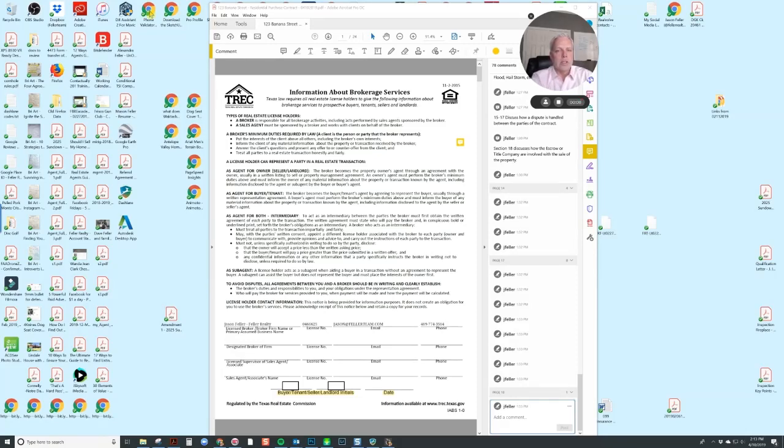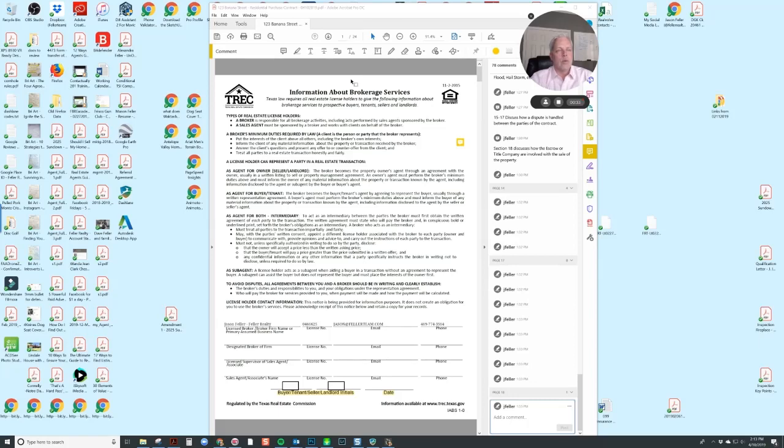Texas residential real estate forms. Today, I wanted to go over the documents that you would actually utilize for submitting a contract in the state of Texas. The first page here that you're seeing is the information about brokerage services form.